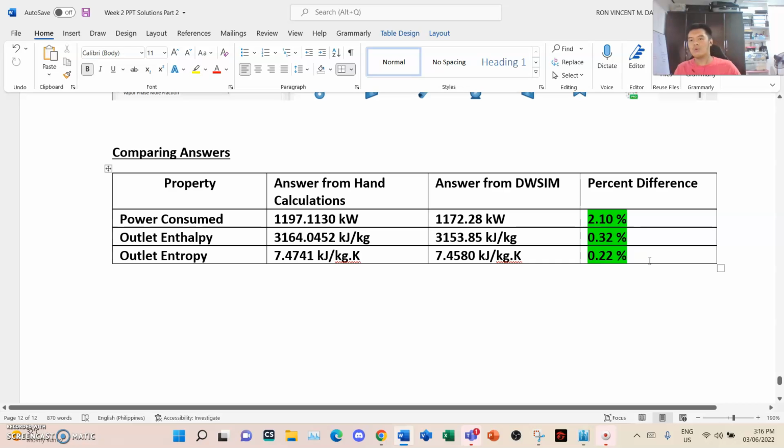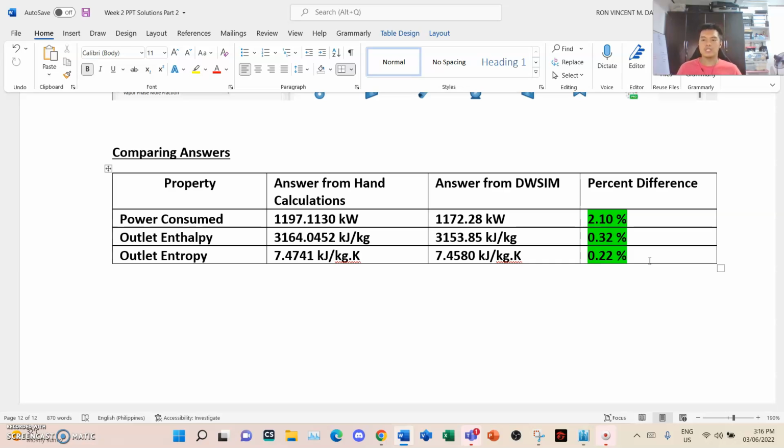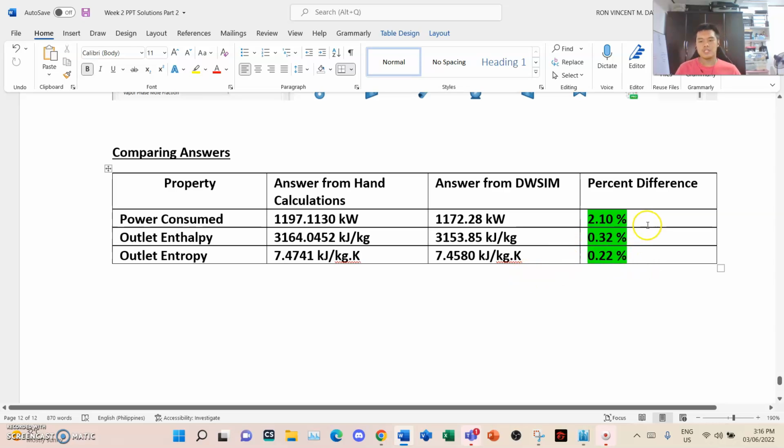Going by the rule of thumb for scientists, a percent difference of less than 5% is an acceptable answer. Therefore, since my percent difference is less than 5%, and it is very similar to how DWSIM solves it, this means that we understood the theory and lessons perfectly.